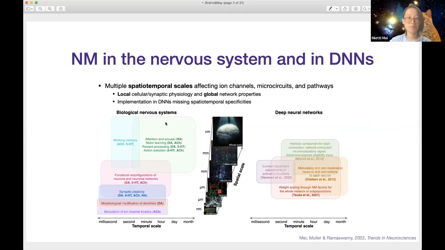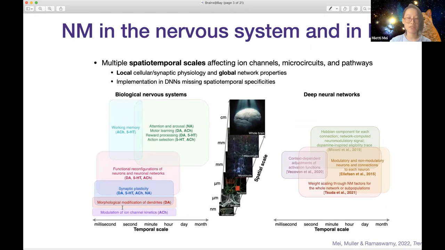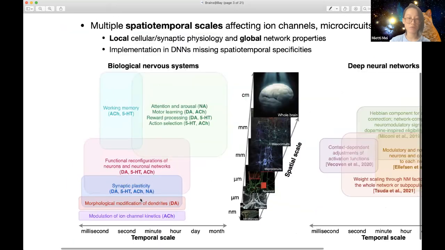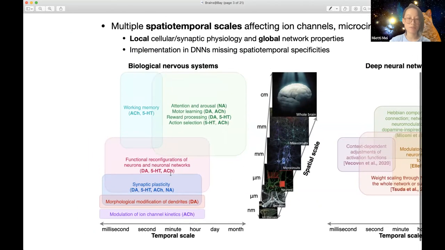Okay, so first we wanted to make sense of how a biological nervous system implements the ways of neuromodulation and what we have done for deep neural networks. Sheree has already mentioned there are spatial and temporal scales affecting different vicinities. I want to take it over from here and describe some of the tasks we have achieved using such a multi-scale design, both temporal and spatial.